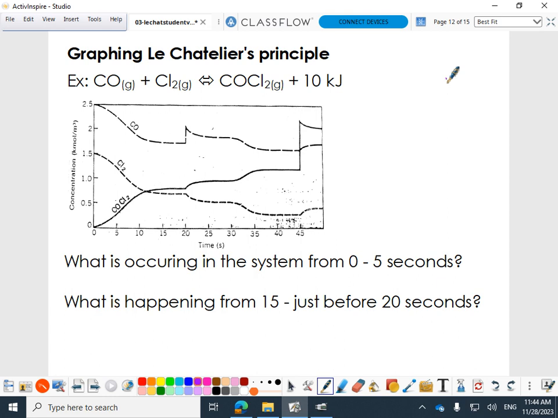Until about 5 seconds is a normal reaction like you would have thought in grade 9, 10, and 11. You have a lot of reactants to start with, and they start to be consumed. The product starts at 0, and then once the reactants start reacting, the product starts to increase and the reactants get used up, okay? So from 0 to 5 seconds-ish is the forward reaction. Reactants are making products.